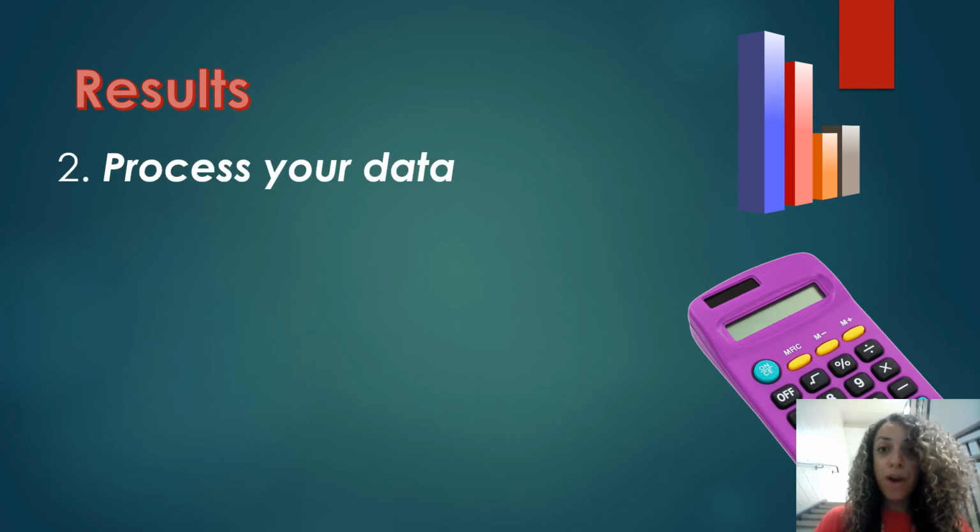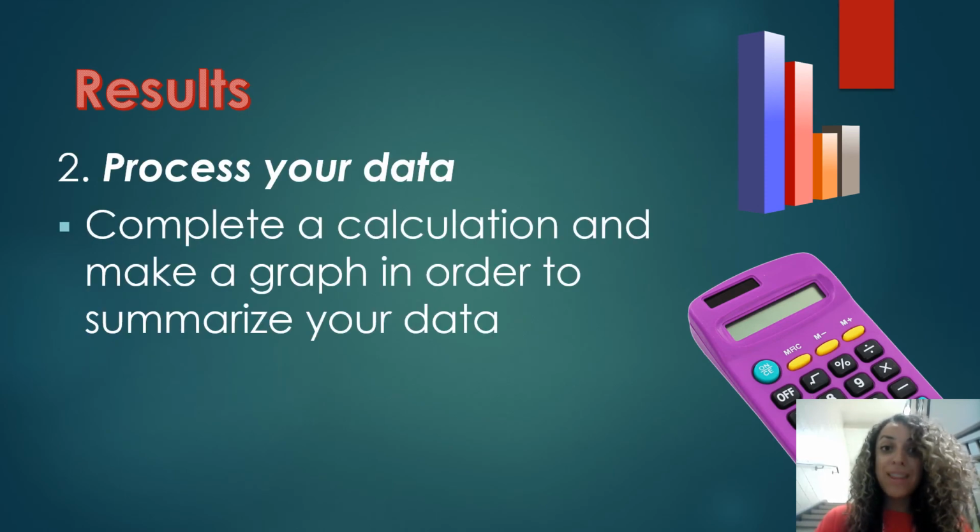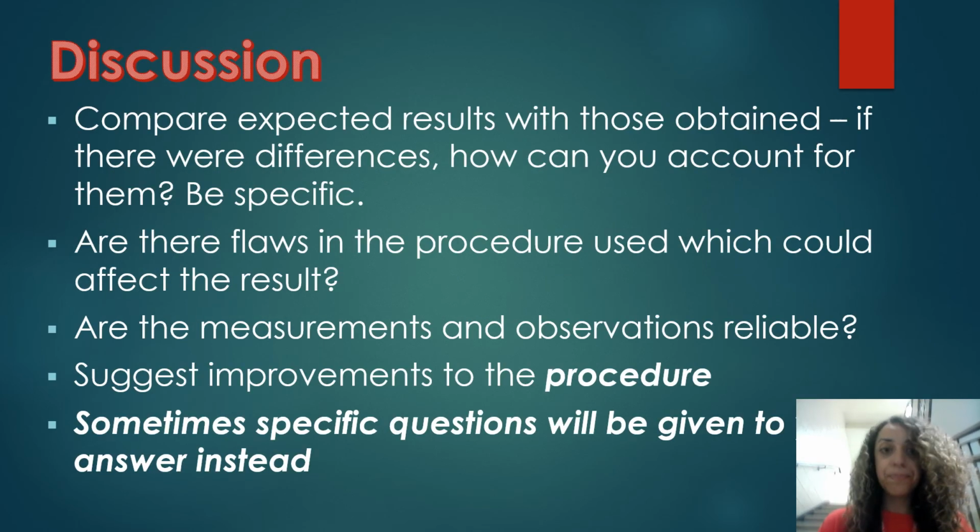Once you have your observation table completed, you can then process your data, which can include a calculation and or a graph in order to summarize your data. It is always easier to interpret results on a graph than it is on an observation table. It summarizes the information in a much easier to read format.